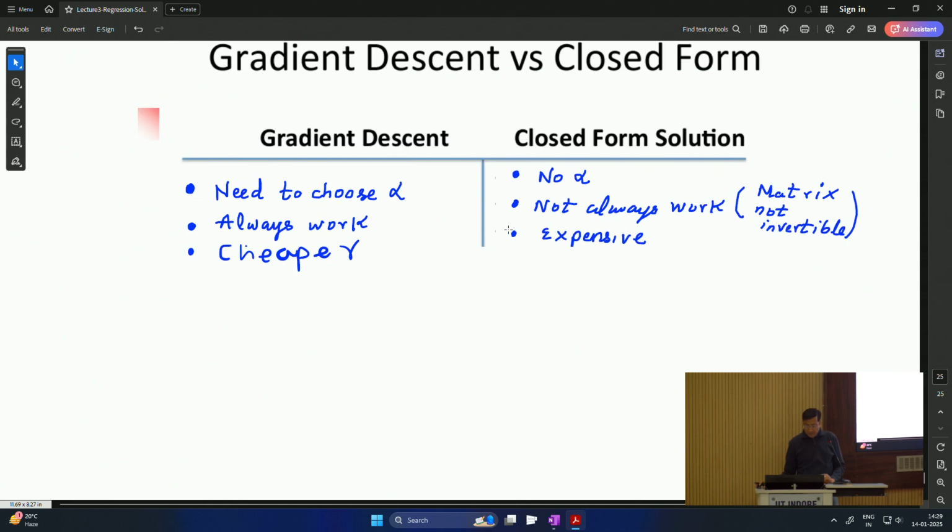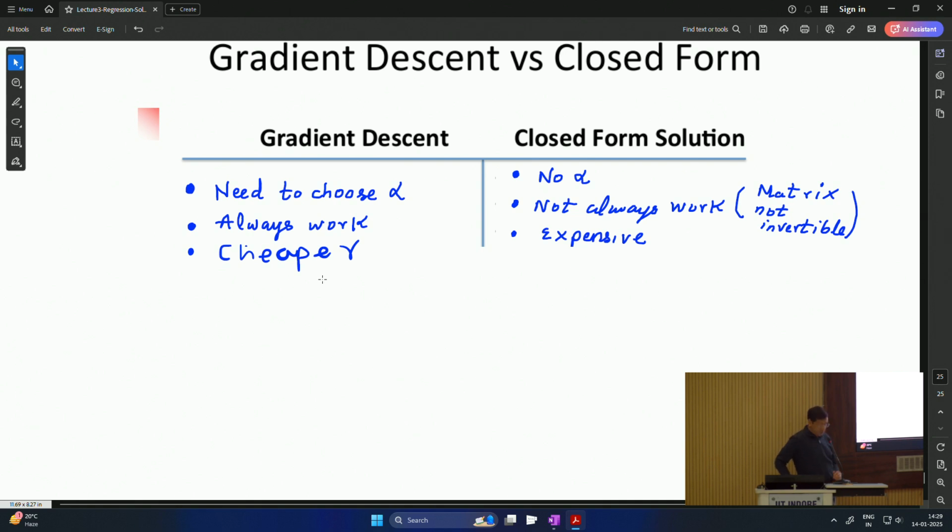So the last slide is the difference between the two. The closed form solution is good, no alpha. It does not always work because the matrix may not be invertible and it's expensive. I'll work this out next time why it's expensive. Here you need to choose an alpha. It always works and it's cheaper, but it's not guaranteed to find the exact solution. So that's a problem here. Okay, so we'll stop here.